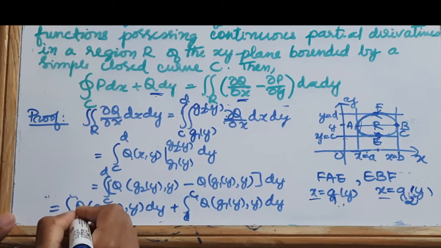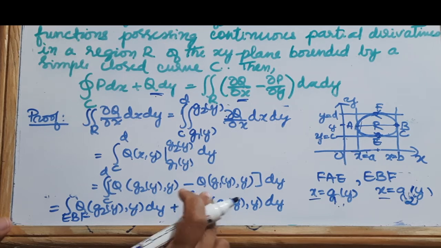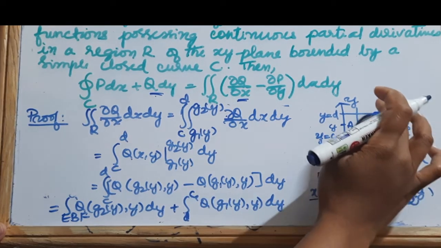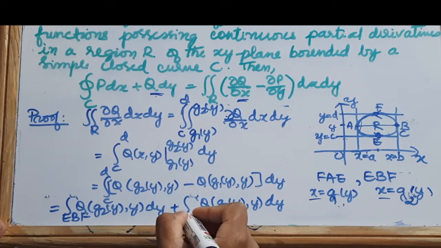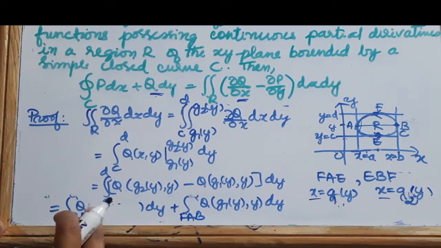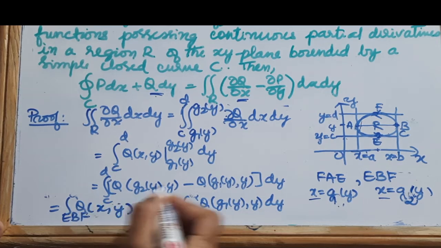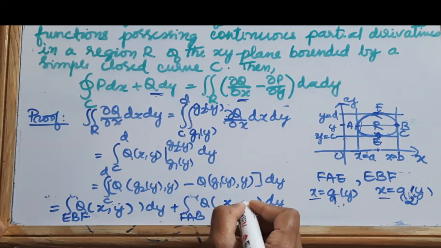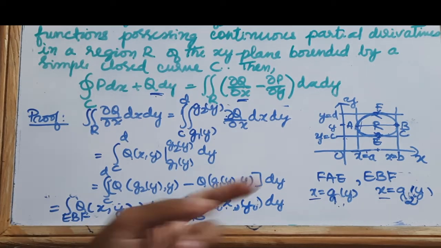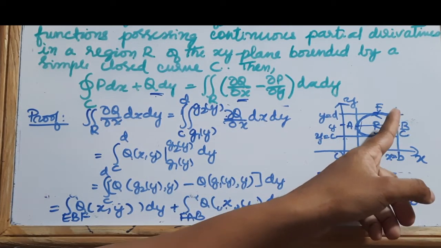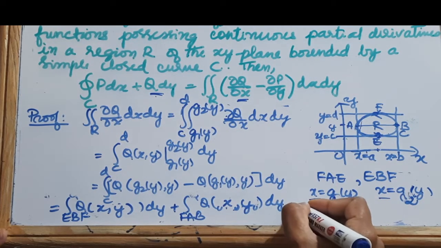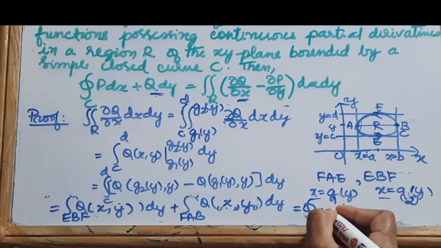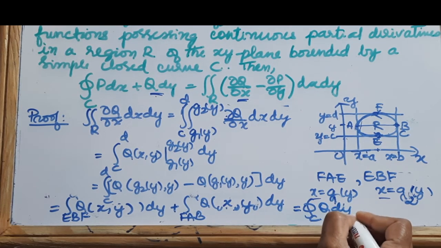This is the integral over the curve EBF. And the integral from d to c of g1 is the line integral over the curve FAE of the function q of x, y dy. If I combine these two, EBF and FAE, I'm going to get the line integral over the entire curve. So this is nothing but the line integral over the entire curve of the function q dy.